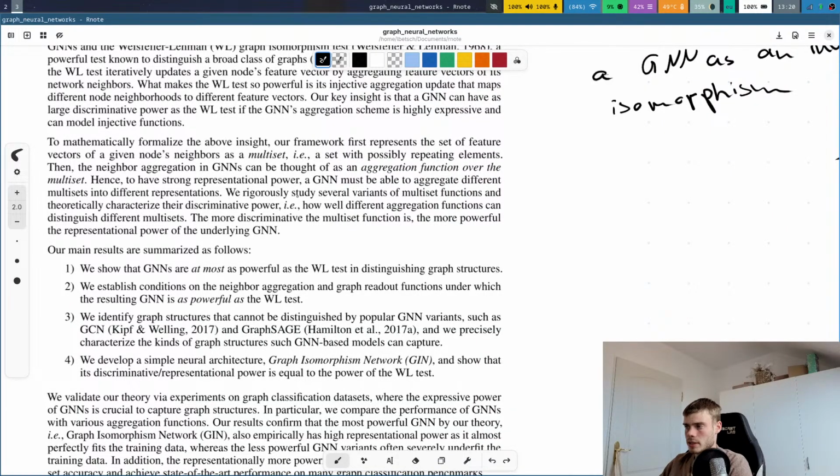We rigorously study several variants of multiset functions and theoretically characterize their discriminative power, i.e., how well different aggregation functions can distinguish different multisets. The more discriminative power the multiset function is, the more powerful the representational power of the underlying GNN.